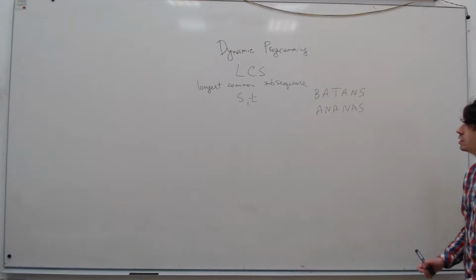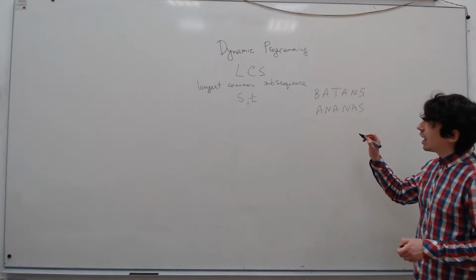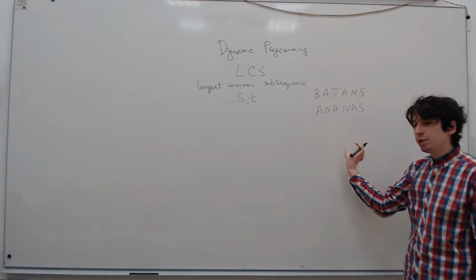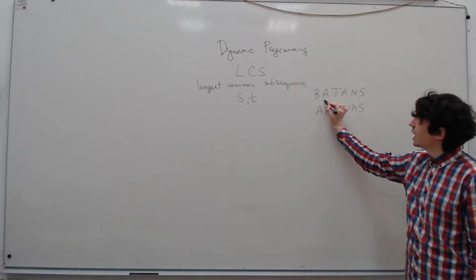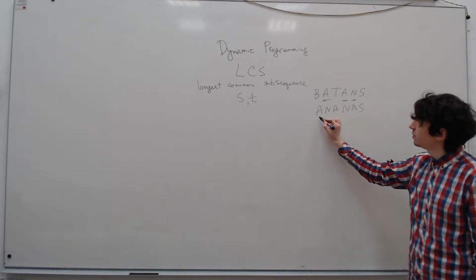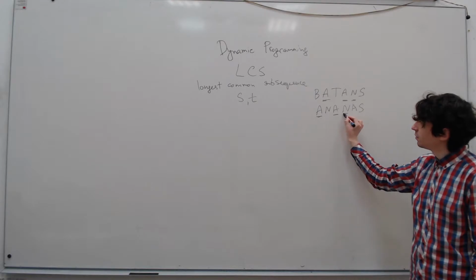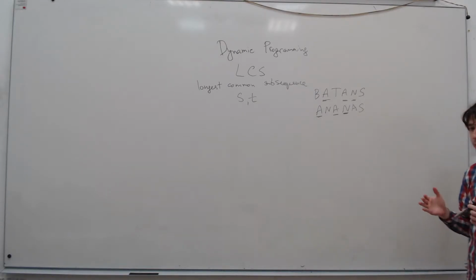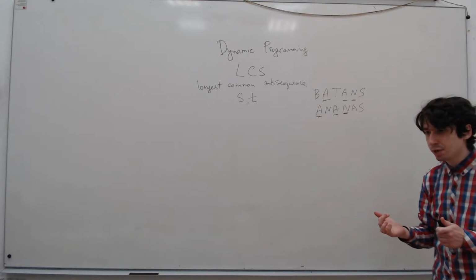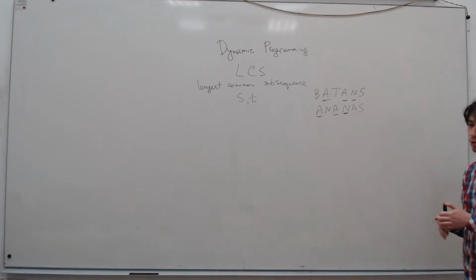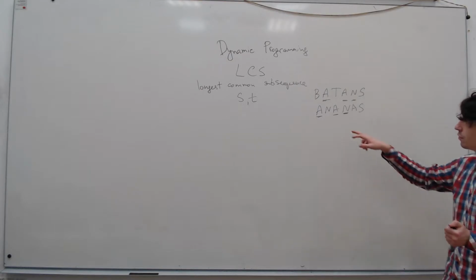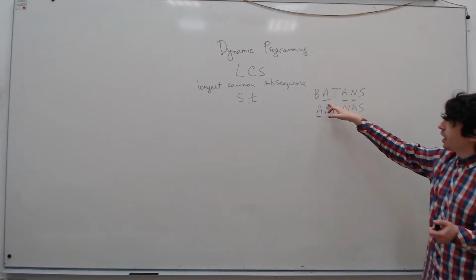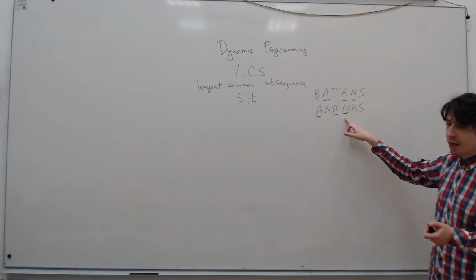O-A-N? Not really. This is subsequence, not sequence. So N-A-N, A-A-N. So the length is 3. So it's not specifically a continuous sequence. It can be distributed somewhere. So for example, in this case, we will have AAN and AAN here.